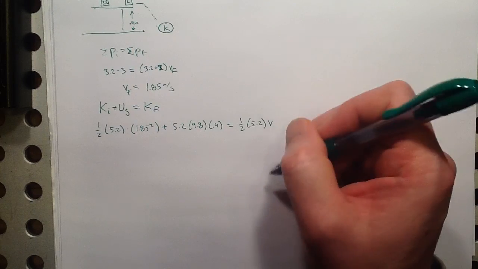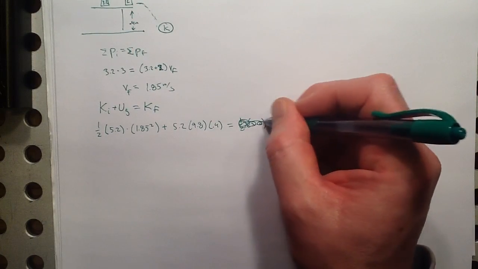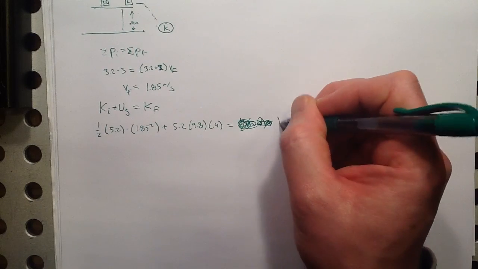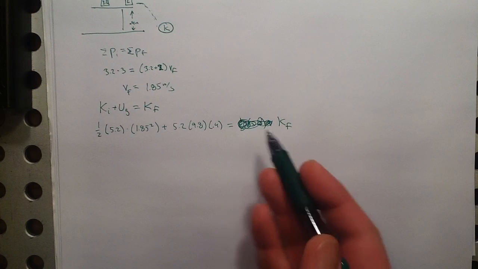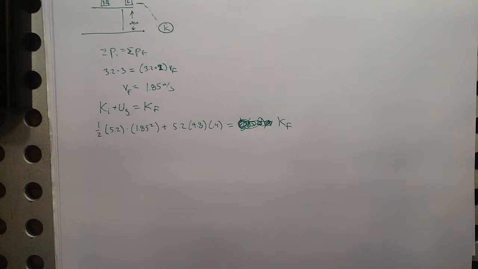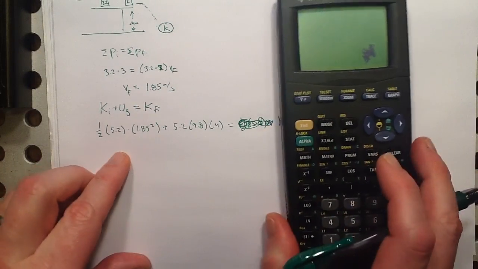v. Oh, I don't even want to know this, do I? I just want to know what the final kinetic energy is. I don't need to know the final velocity. So that's just equal to the final kinetic energy. That's what they want me to solve for. You could solve for v and then plug it back in, but that would be unnecessary. All right, so let's just crank that out and then we're done.